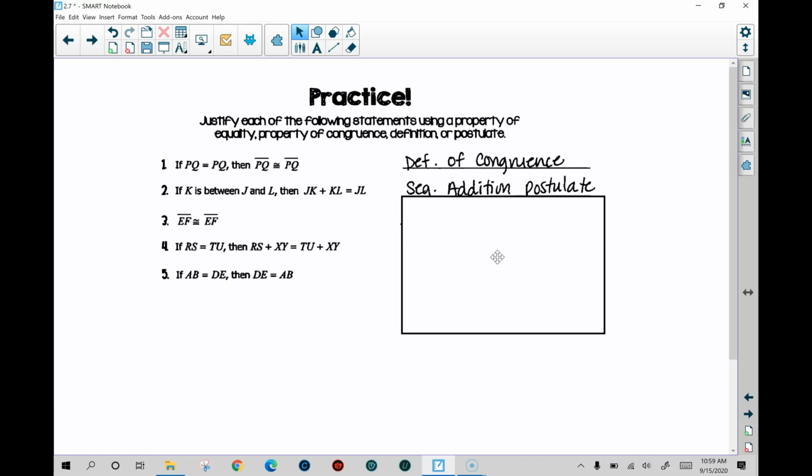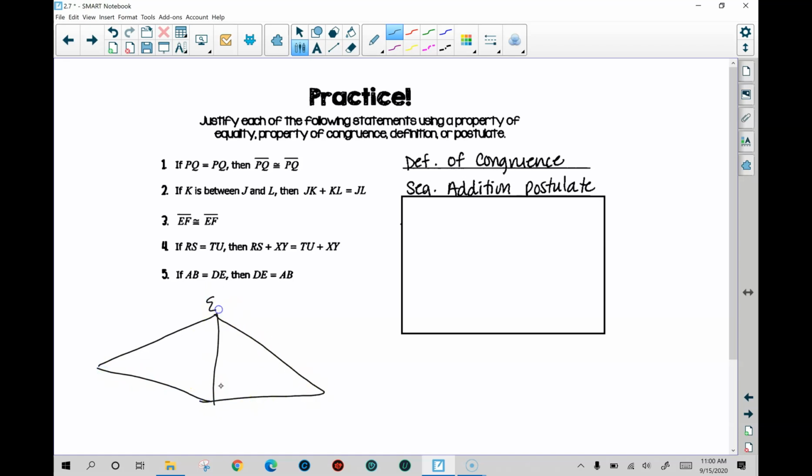EF is congruent to EF, I guess. So basically when we get to proofs, we didn't cover this, but let's say we have two triangles that look like this. And let's say this is E, and this is F, and this is A, and this is B.